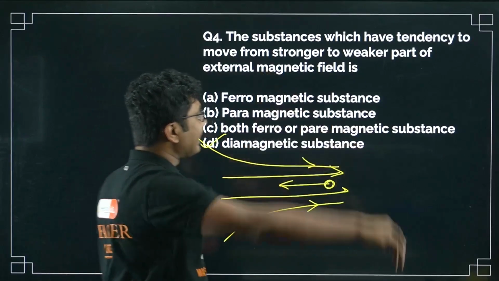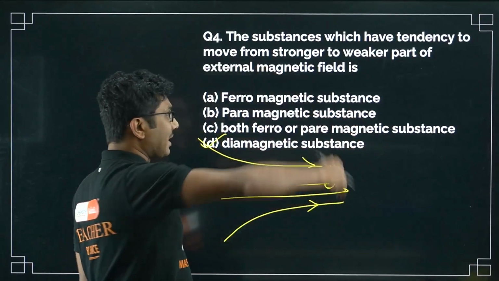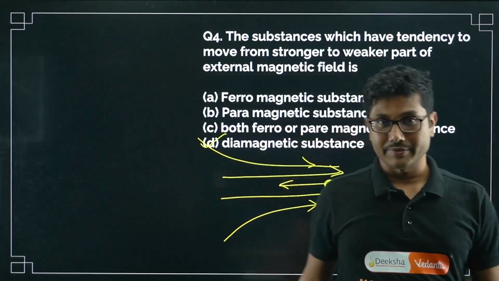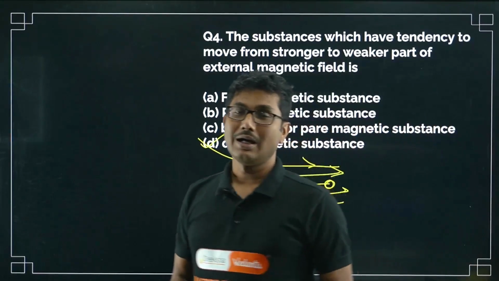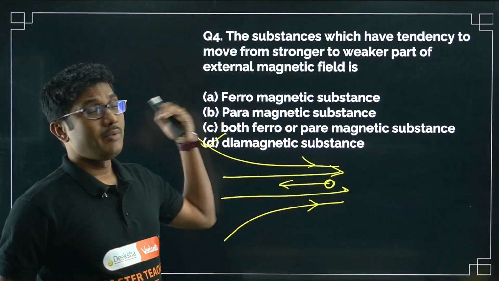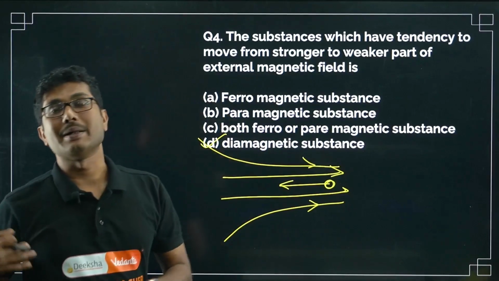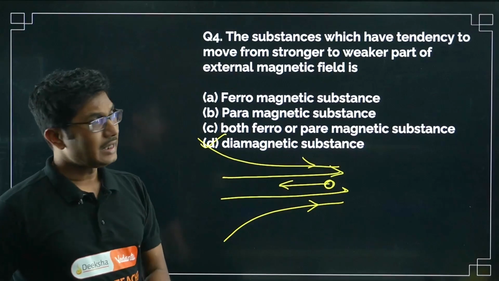And also you can say that ferromagnetic substance and paramagnetic substance both move from weaker magnetic field to the stronger magnetic field, right? But in this case it is moving from stronger to weaker. Definitely it is repelled by the magnetic field, so it is a diamagnetic substance.